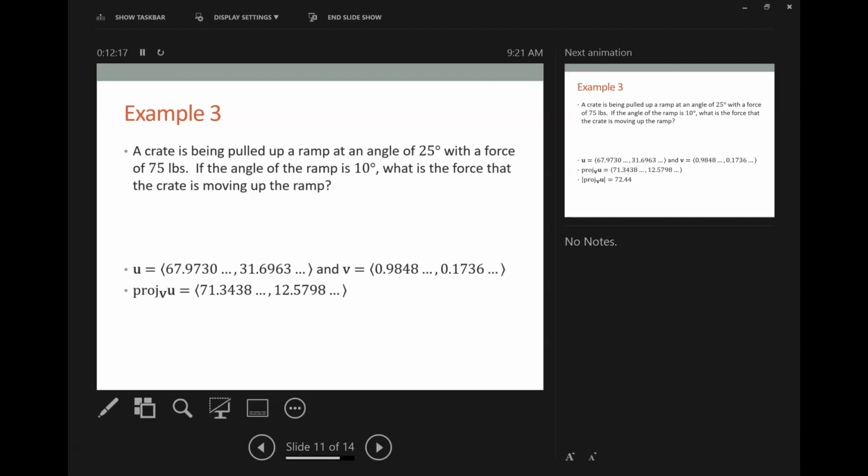Yes, Olivia? I did cosine of 25 times 75, and then sine of 25 times 75. And then this is cosine of 350 and sine 350. Is that okay? My apologies there. I got ahead of myself.